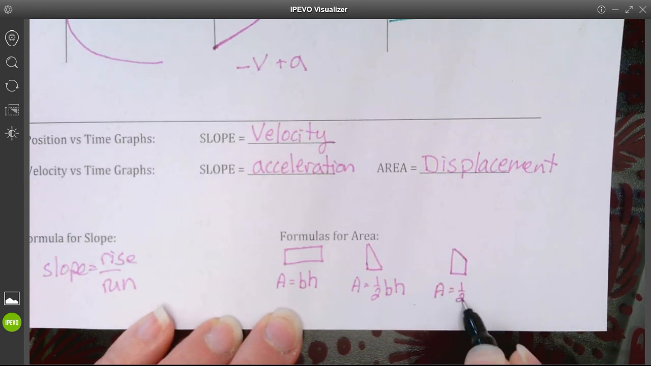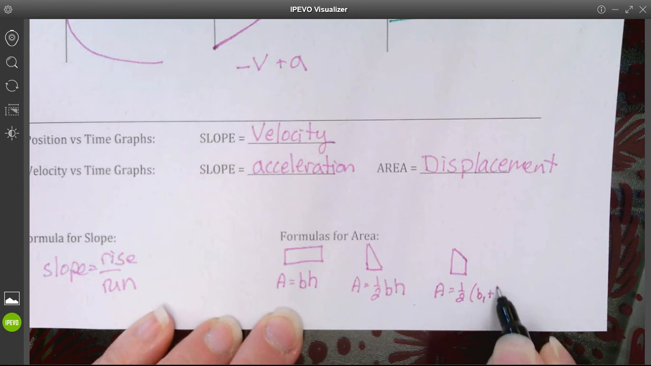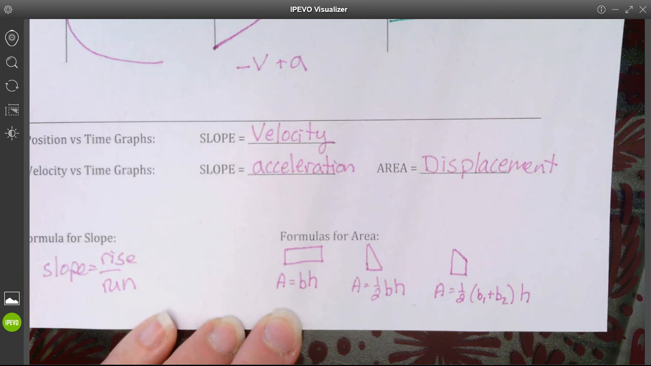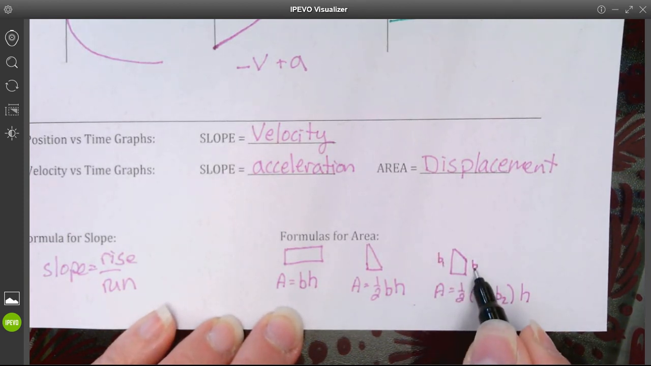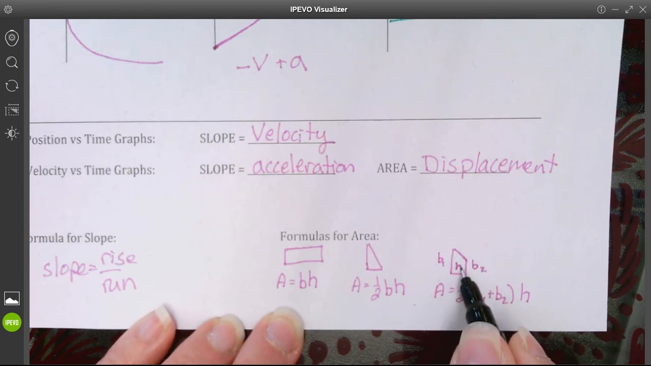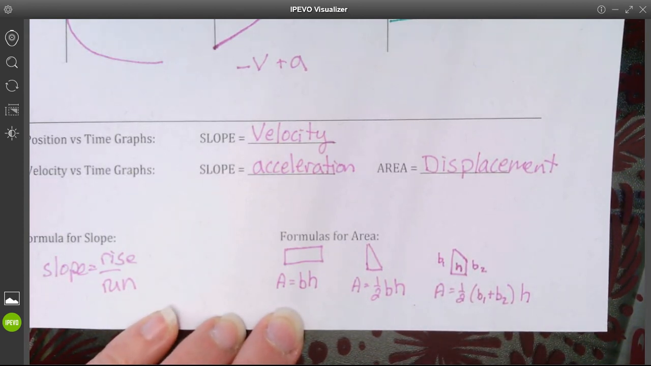this is the weird one. So it's 1/2 base 1 plus base 2 times height. And the tricky part is figuring out what's your base and your height. So your bases are the two parallel sides. Usually in our graphs, they'll be the vertical lines. And then the height is the distance between those.